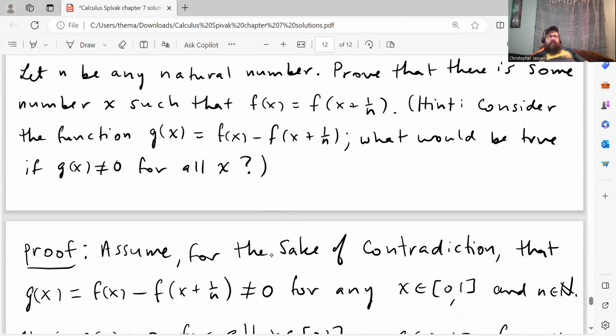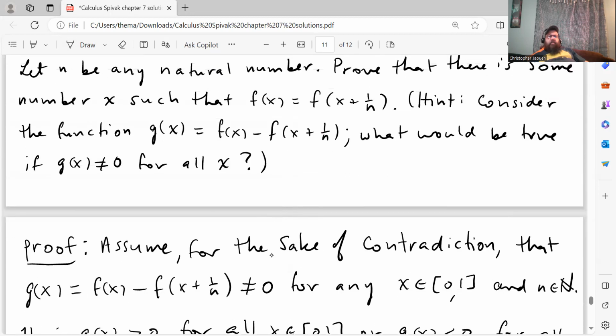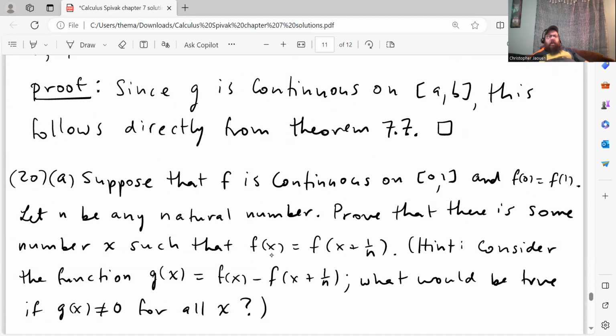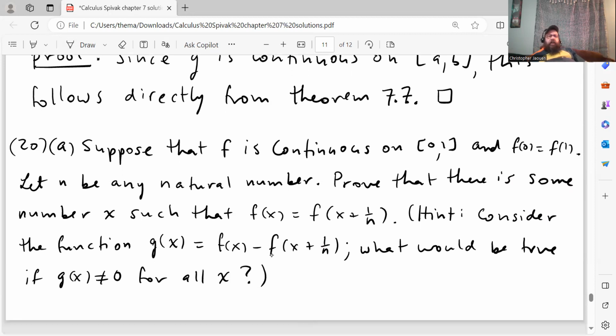I think this is the last one I did. There were two parts to this, but I think I stopped at part A just because I want to get on to chapter 8 already. It's been a while. So this is the last one that I did.